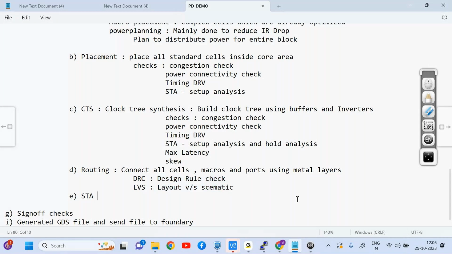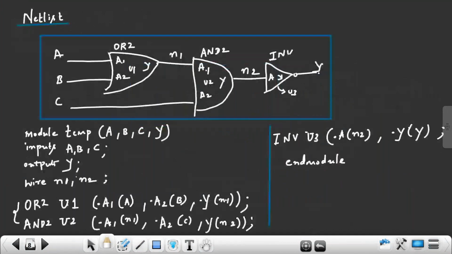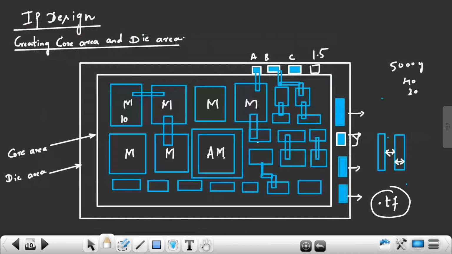Layout versus schematic. Here we don't have a schematic; the schematic is nothing but our netlist only. This netlist only is the schematic. Whatever connections are mentioned in this netlist, the same connections should be present in what? The layout. We should not miss any, because it's not like one or two connections. We have thousands or lakhs of connections. The connections present in the netlist, the same connections should be present in the layout.